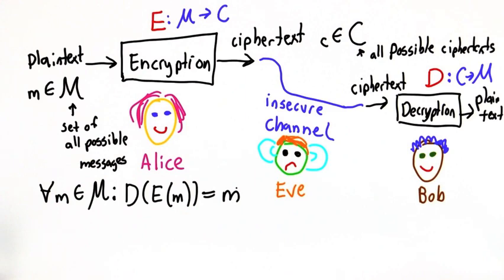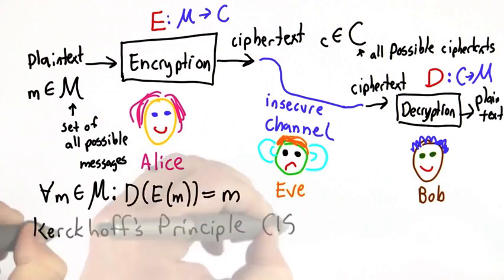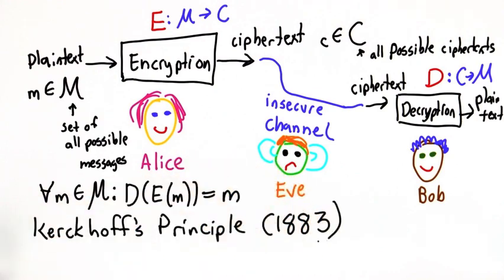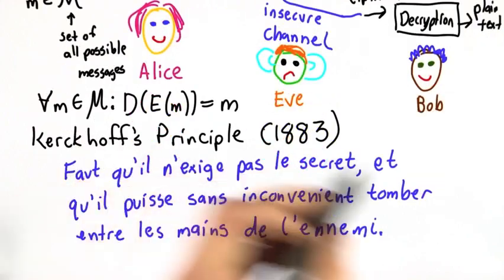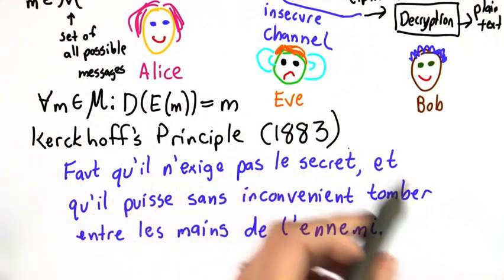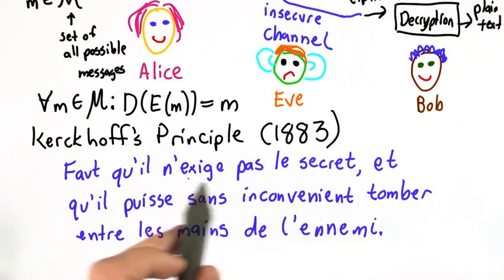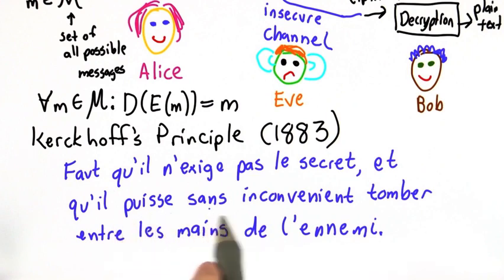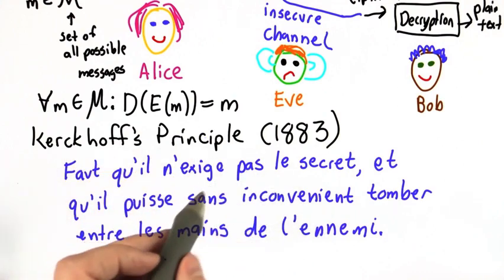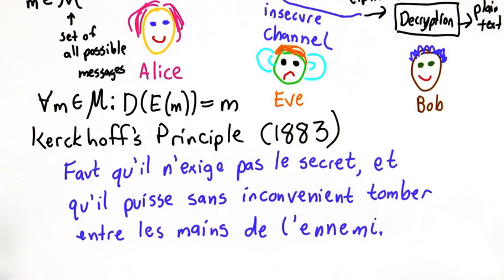Before I go on, I want to mention one very important principle in cryptography, which is known as Kirchhoff's principle. It goes back to a book that Kirchhoff wrote back in 1883 about military cryptography. The way Kirchhoff stated it was this: Faut qu'il n'exige pas le secret et qu'il puisse sans inconvénient tomber entre les mains d'ennemis. And I apologize for my French, but this loosely translates as the cipher must not depend on secrecy of the mechanism. It must not matter if it falls into the hands of the enemy.